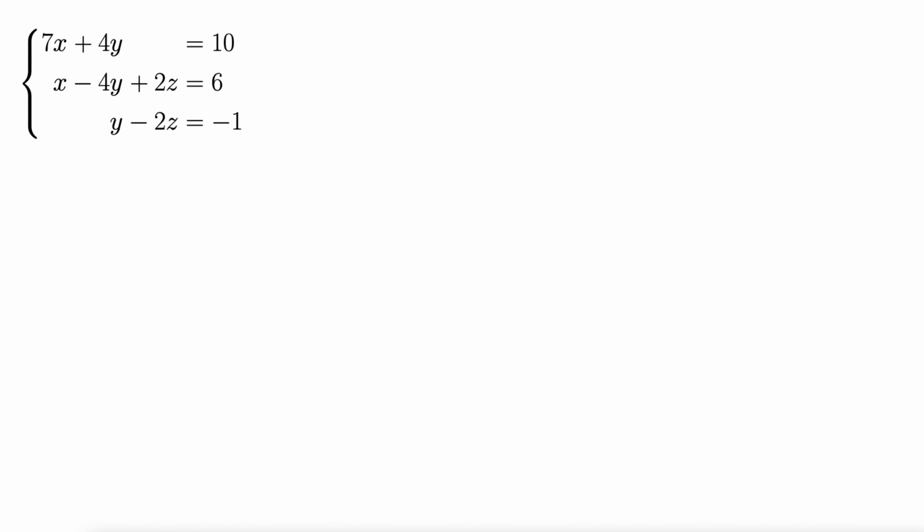Okay, here's one for you to try. We have 7x plus 4y equals 10. x minus 4y plus 2z equals 6. y minus 2z equals negative 1.